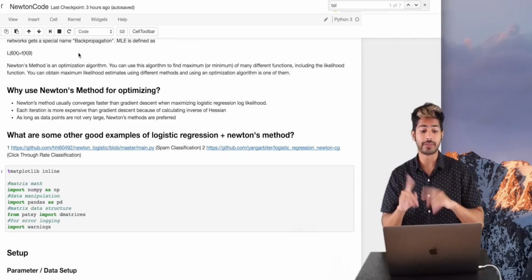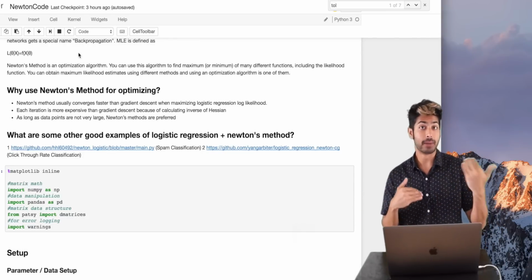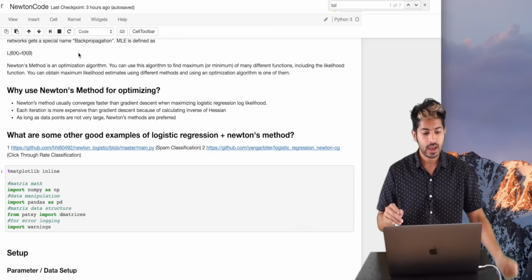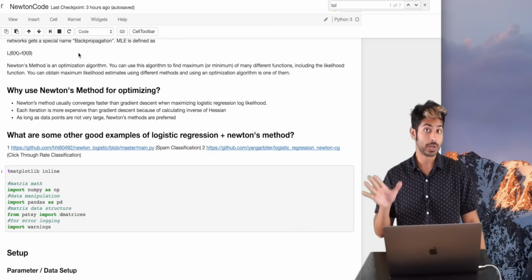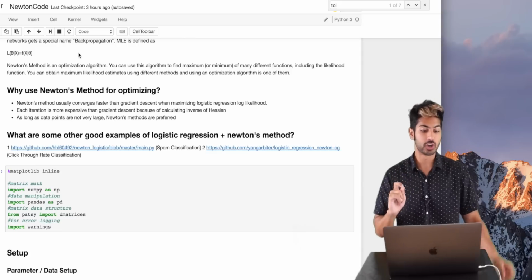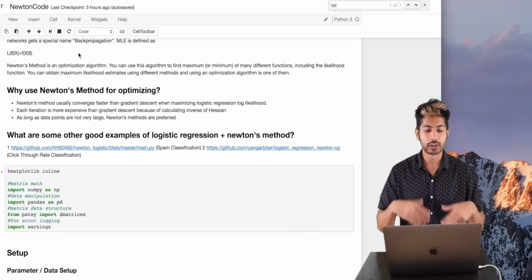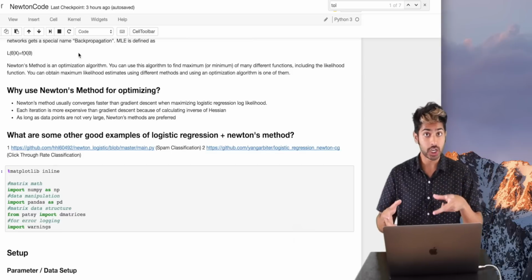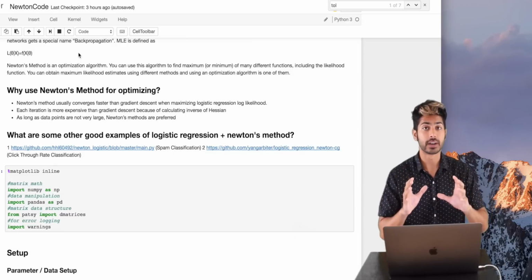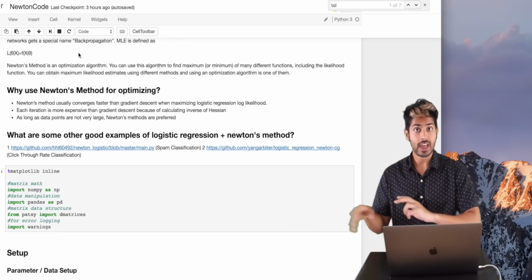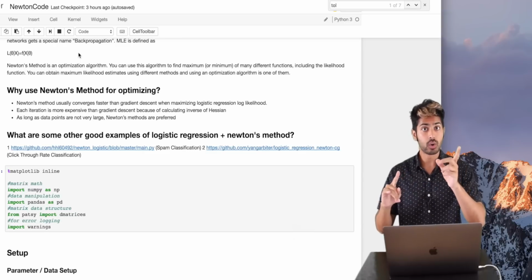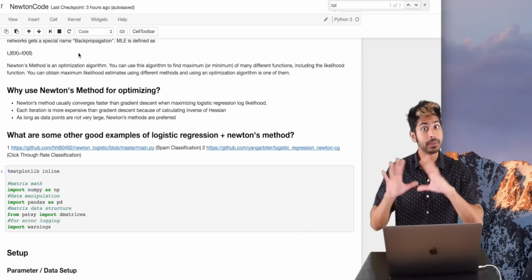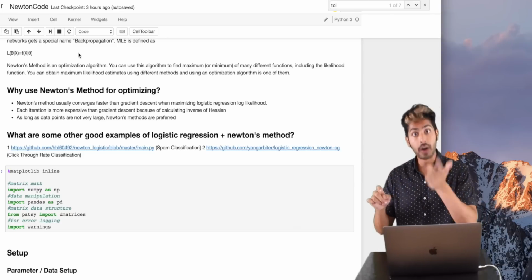Well, it usually converges faster than gradient descent when maximizing the logistic regression log likelihood. So it's faster when it comes to logistic regression. But one thing to note, and this is not a reason, is that each iteration is more expensive computationally than gradient descent because we are calculating the inverse of the Hessian. And the Hessian, and we'll talk more about this in a second, is a matrix of second order partial derivatives. Those are derivatives with respect to each of our coefficients or weights in our function. But it's not just the derivative, that would be the Jacobian. It's the derivative of the derivative.